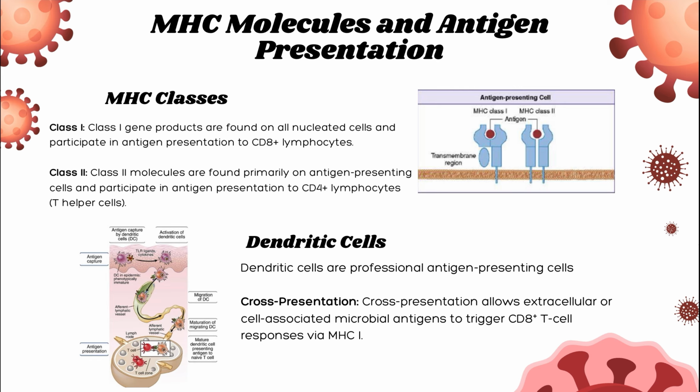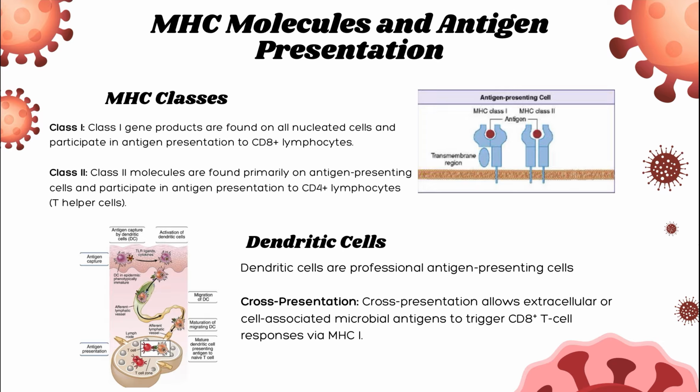As shown in the image, MHC class 1 has one chain compared to class 2. And for antigen processing pathways, class 1 has the endogenous pathway and class 2 has the exogenous pathway.